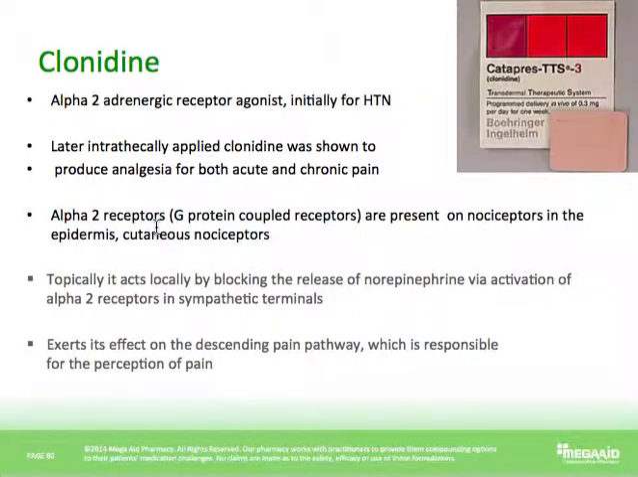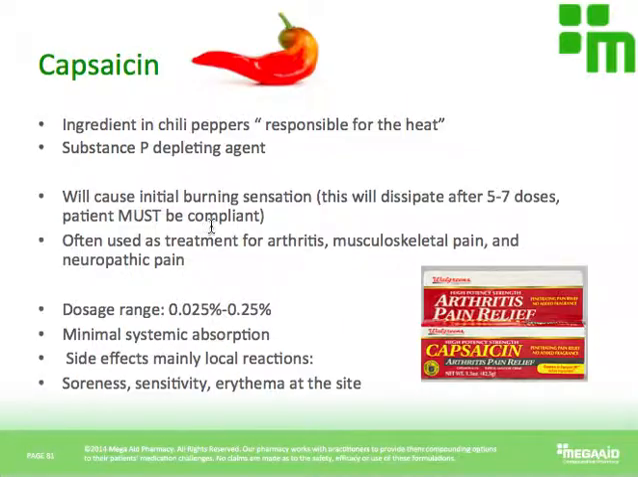And why does this drug work? Because alpha-2 receptors, these are G protein coupled receptors for those of you who have a background in biochemistry, are present on the nociceptors in the epidermis, which is our layer of skin, and basically they are cutaneous nociceptors. So typically, the way that this drug works is that it blocks the release of norepinephrine by activating these receptors. And also it exerts some of the effects in the descending pain pathway, which is responsible for the perception of pain.